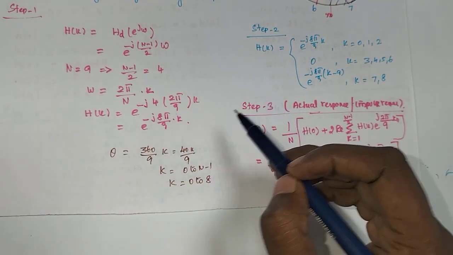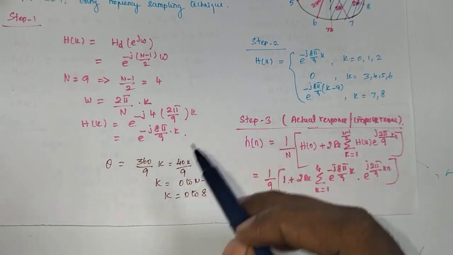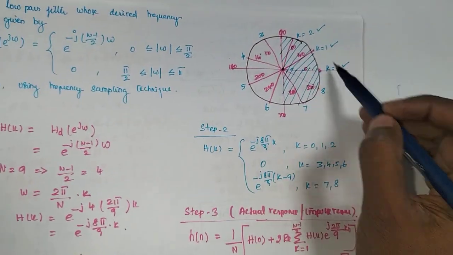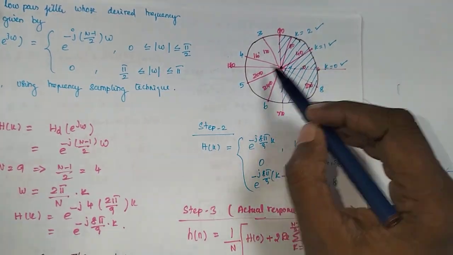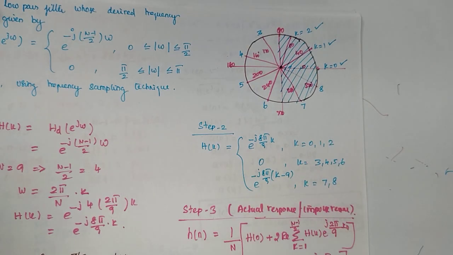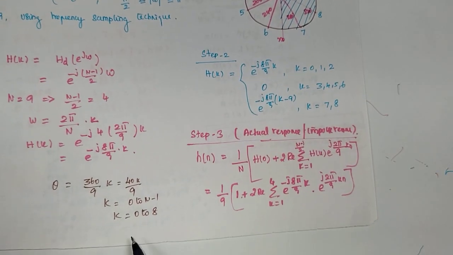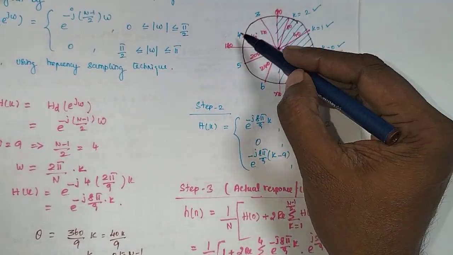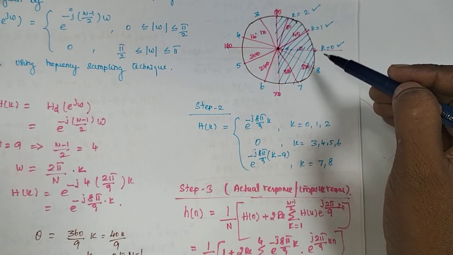For what all the samples, for what all the different k values, I am going to find the response. So that I am drawing a unit circle. I am bisecting the circle into n equal parts. That is 360 by 9, 40 degree. So that my k value is from 0 to 8. So I am bisecting it 0, 1, 2, 3, 4, 5, 6, 7 and 8.